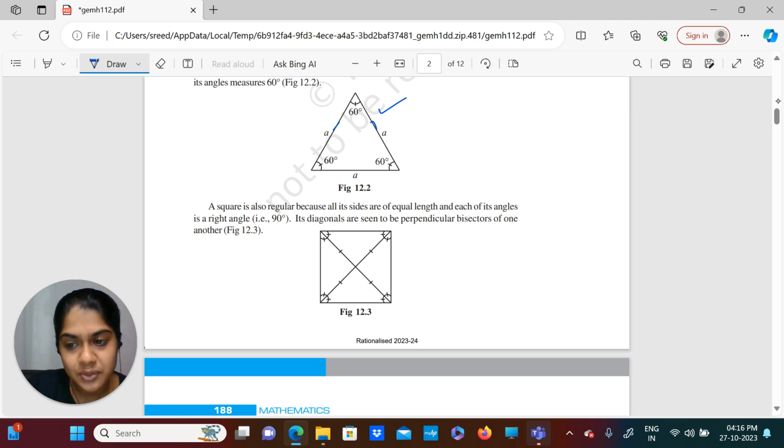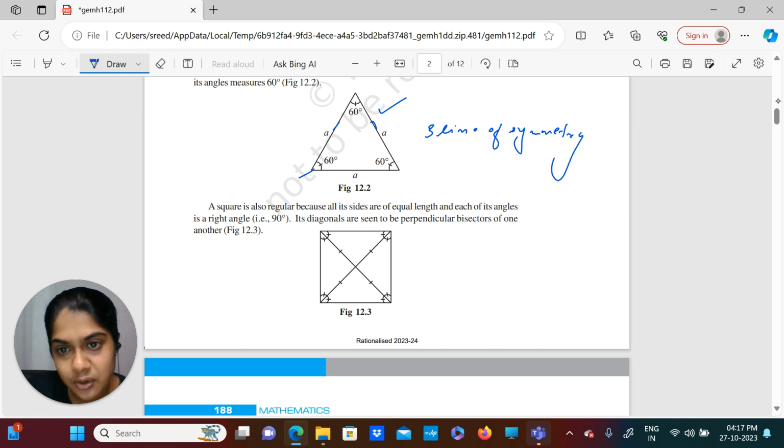So there is a relation between the lines of symmetry and regular polygons. The number of lines of symmetry is equal to the number of sides of a regular polygon. Only for regular polygons, not for normal polygons. So since this is an equilateral triangle, it will have three lines of symmetry.